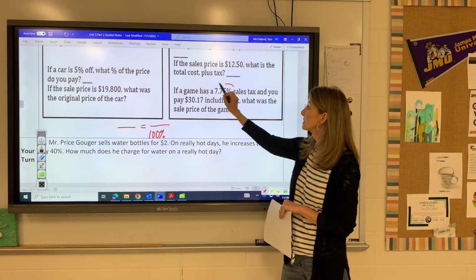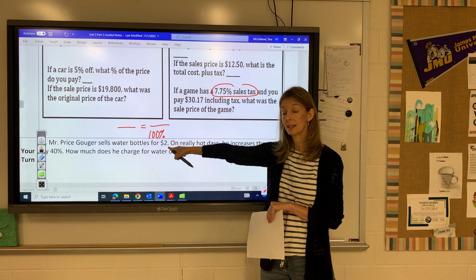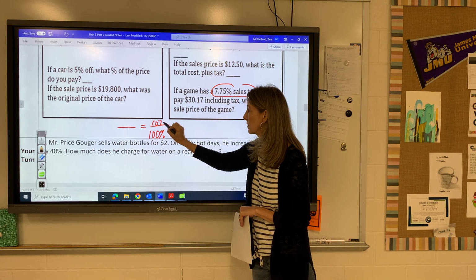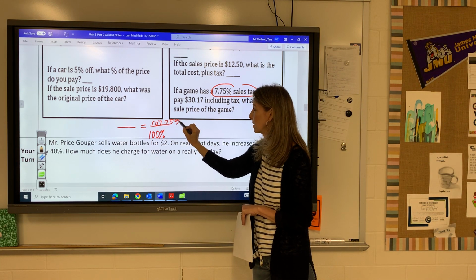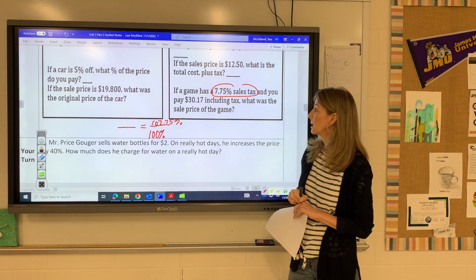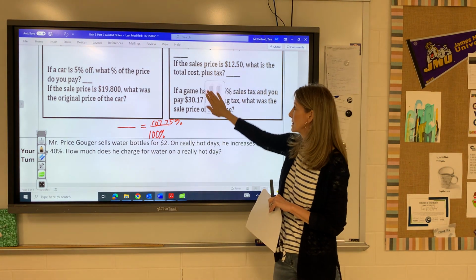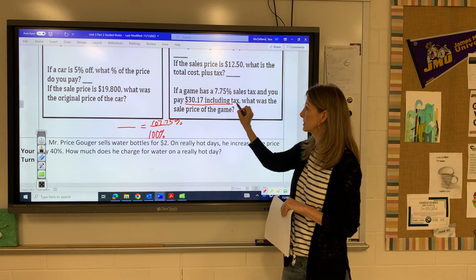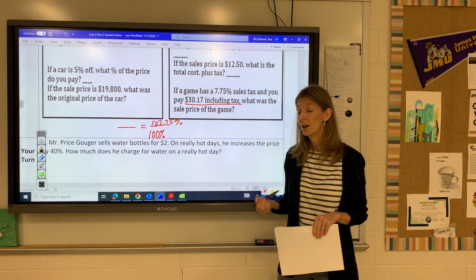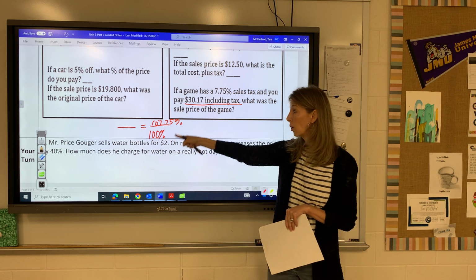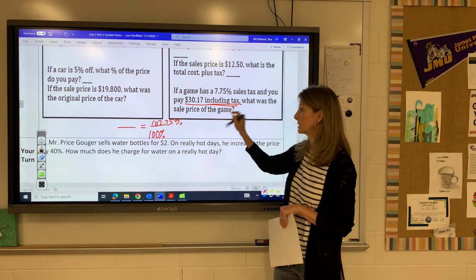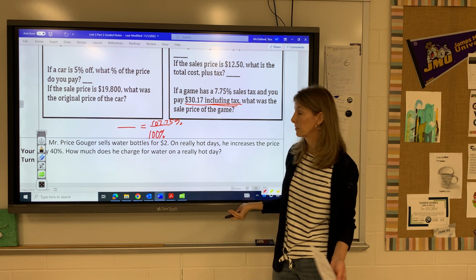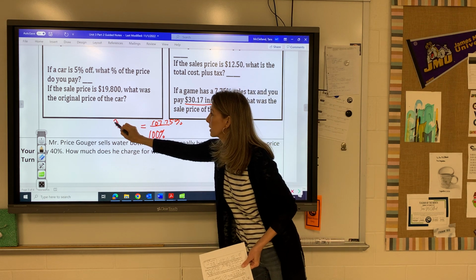Now, the sales tax is this much, so I need to take the 100% and add this on. So that is 107.75%. Let's see the other number that I have in here. It says you paid $30.17 and this included the tax. So think, is that the 100%? Or, since it says including the tax, is it the 107%? Obviously it's the 107%.